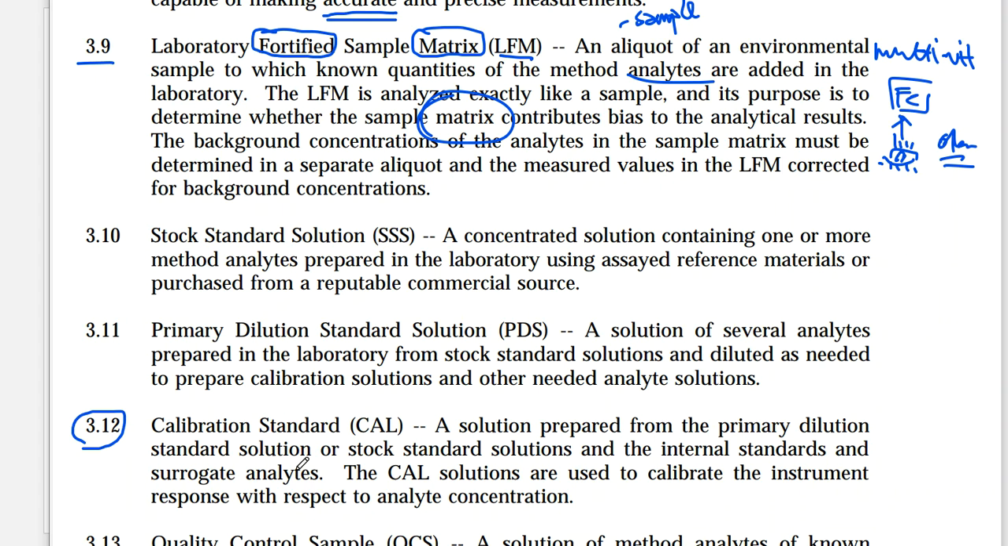So in order to do that, I'm going to give you the Tracy definitions of each of these. But 310 says a standard stock solution, SSS, a concentrated solution containing one or more method analytes prepared in the lab using assayed reference materials or purchased from a reputable commercial source. And then 311 says a solution of several analytes that are prepared in a lab from stock standard solutions, and they are diluted as needed to prepare the calibration solutions and others that are needed for the analytes.